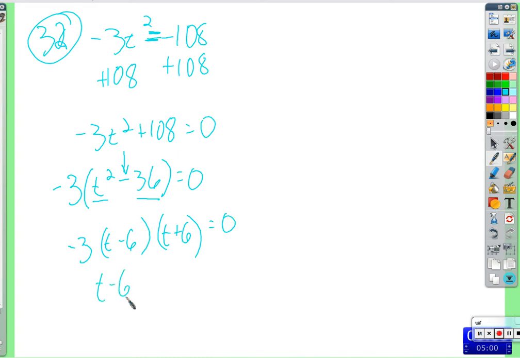And t equals 6. Factoring out negative 3 out of 108. I got that too. T minus 6 equals 0. T plus 6 equals 0. Add 6 to both sides. Subtract 6 from both sides. There we have it.